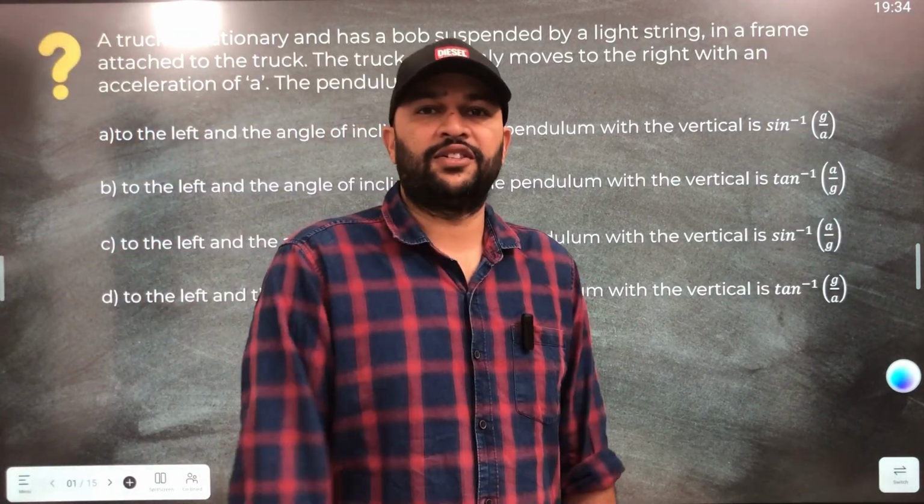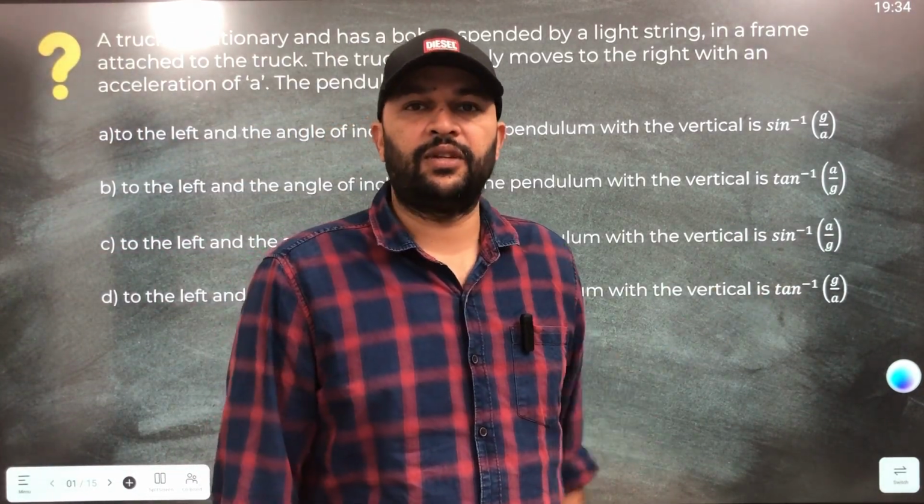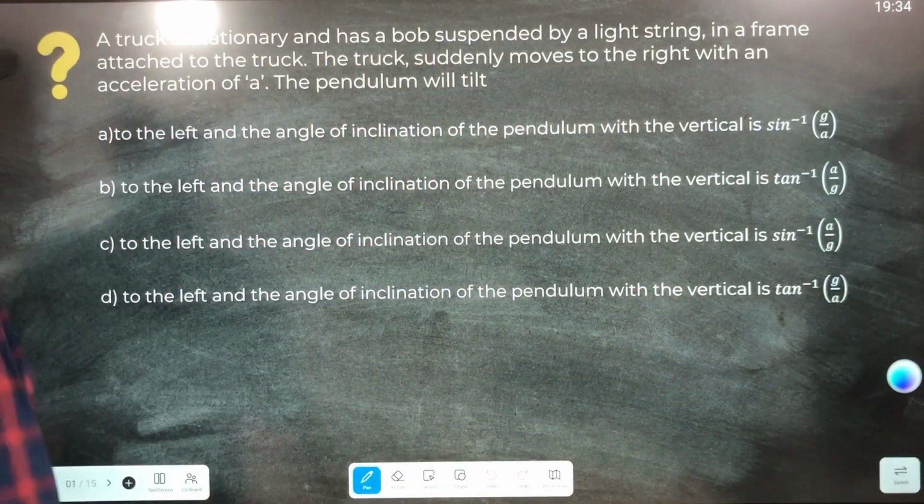Let's continue with our lecture series on NEET PYQ. Today we will start with our next chapter, which is laws of motion. Let's start with the first question.